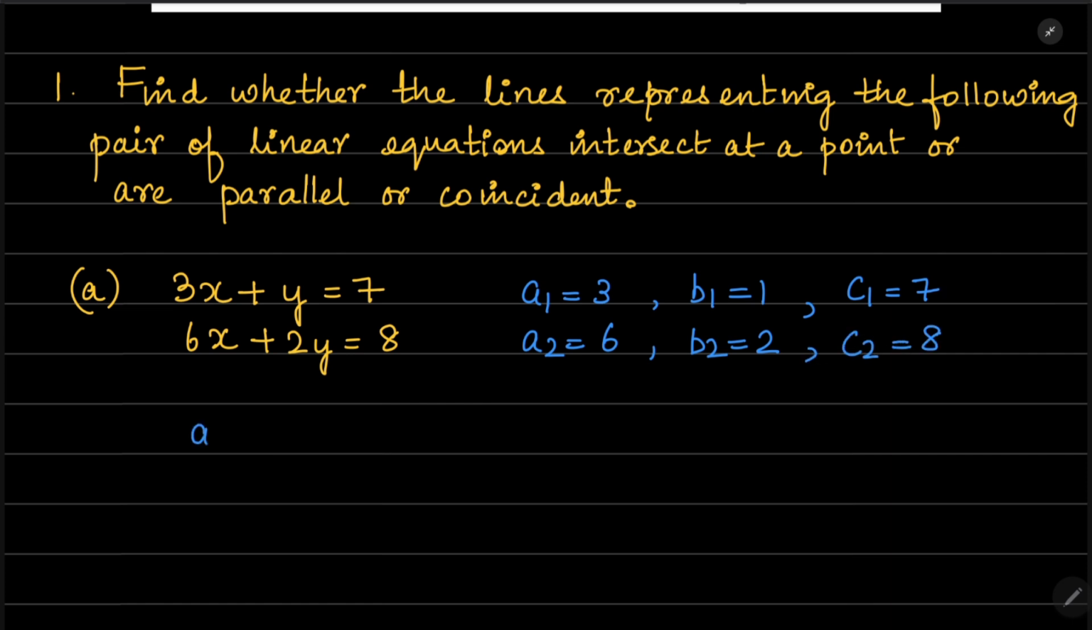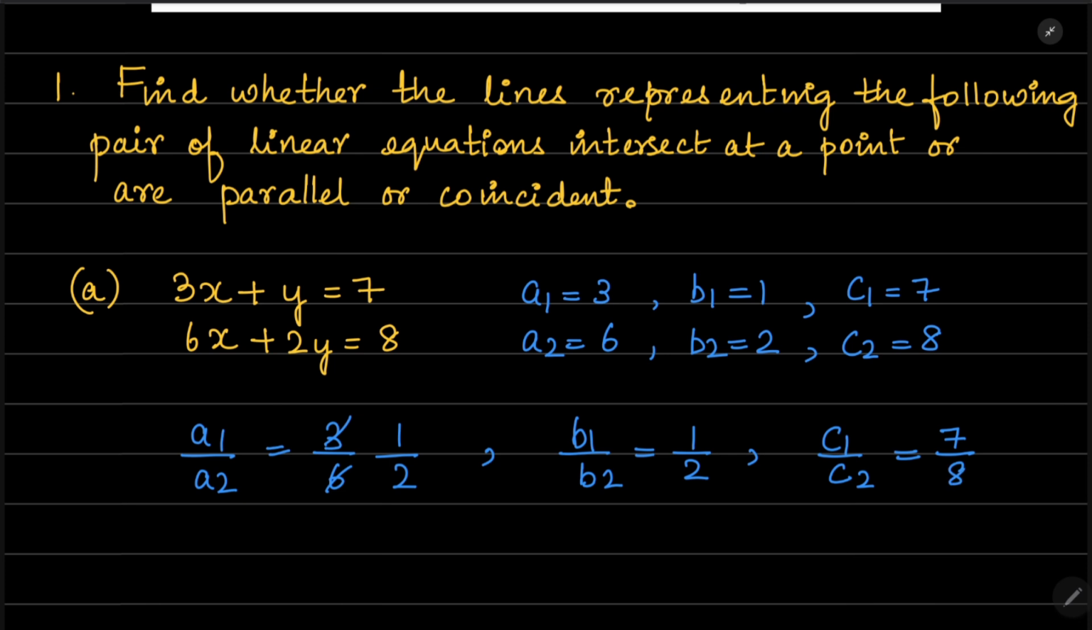So now let's take the ratios. A1 by A2. What is A1 by A2? It will be equal to 3 by 6. So if you cancel it out, you will get 1 by 2. What is B1 by B2? It is also 1 by 2. You cannot cancel it further. What is C1 by C2? If you take the ratios, it is 7 by 8.